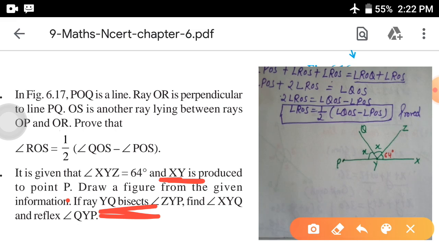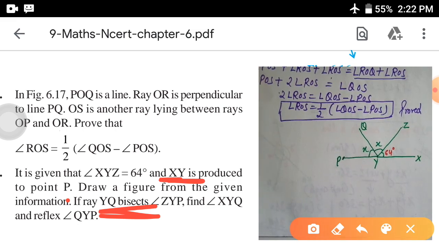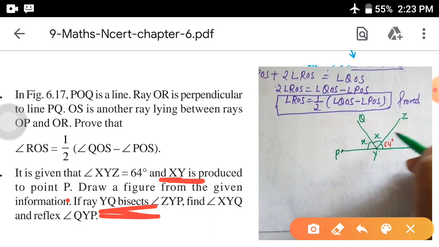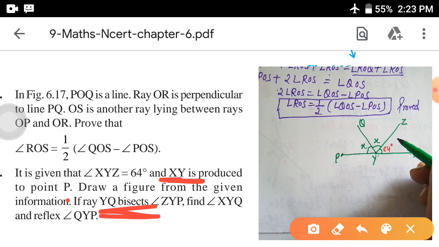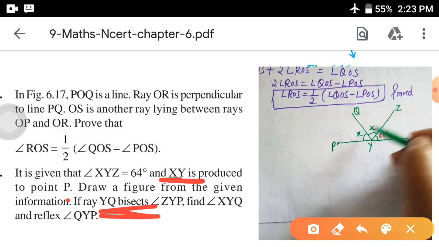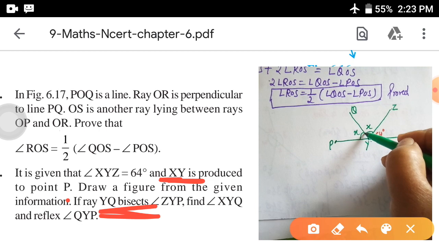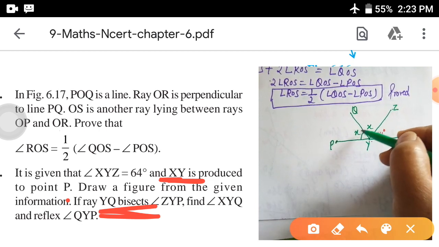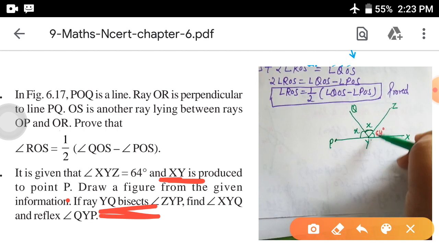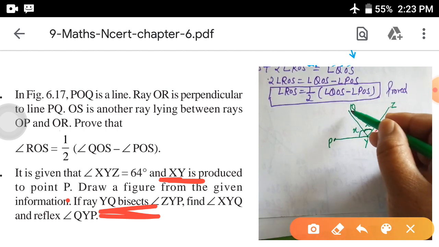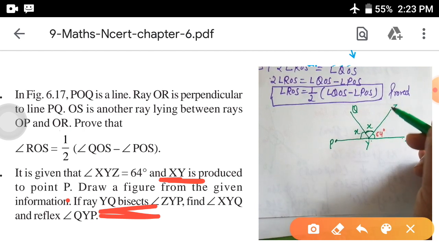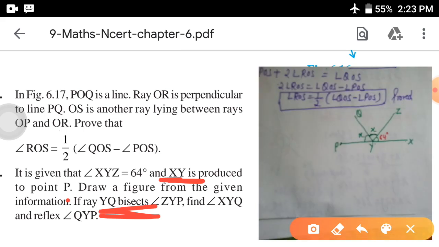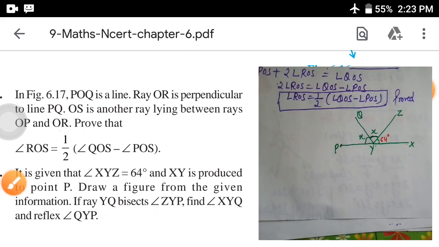Now we have to find out angle XYQ. You can see that this is XYQ, this whole angle, and the reflex of QYP. Reflex of this means we don't take the X, we subtract the X angle from 360 degrees. We will find out the reflex of QYP. So for both of these we need the value of X. So how we will solve it, just see.